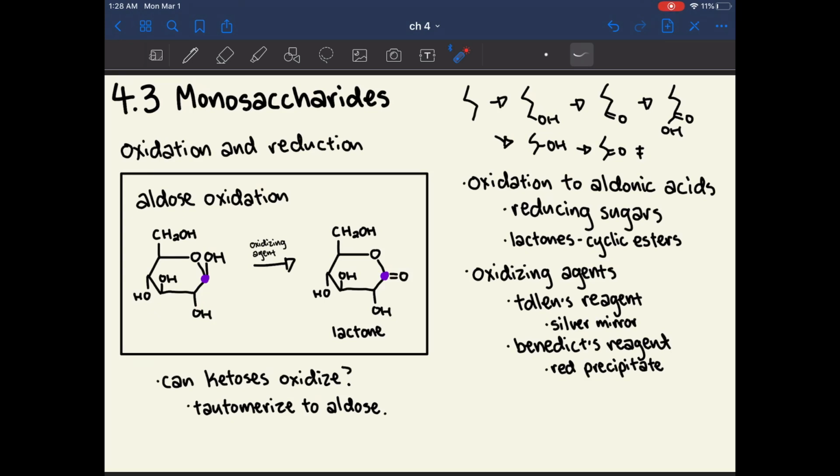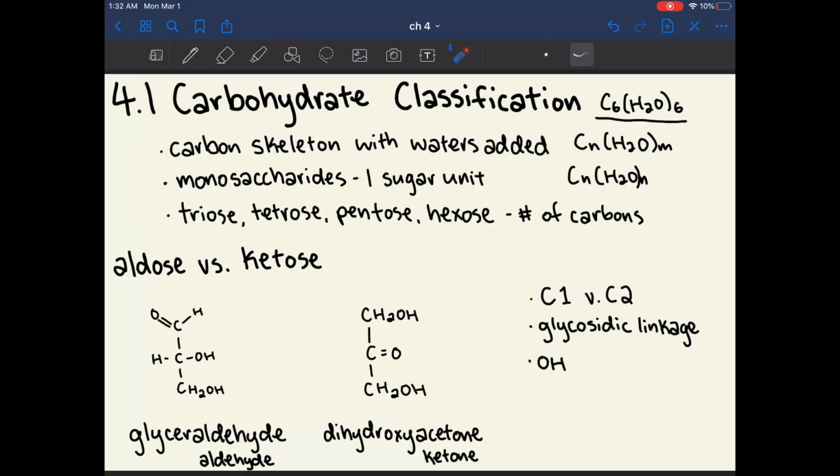So this is a really interesting question, which is, can ketoses oxidize? And the answer is yes, but they must first tautomerize to an aldose. The reason for this goes back to our linear forms of our aldose versus our ketose. So in our linear form of our aldose, you can see that the carbonyl is here at the very end, which means that our carbonyl can become oxidized to a carboxylic acid. However, when we look at our ketose, we can see that the carbonyl group occurs here in the middle, which means there's no way to turn this ketose into a carboxylic acid. So in order for this ketose to become oxidized, it must first tautomerize into an aldose.